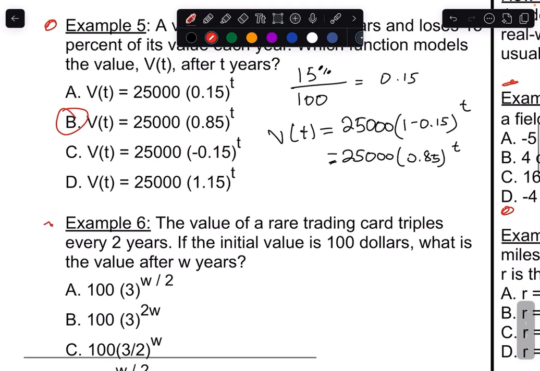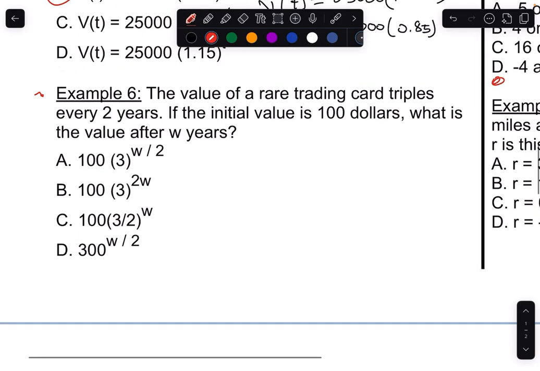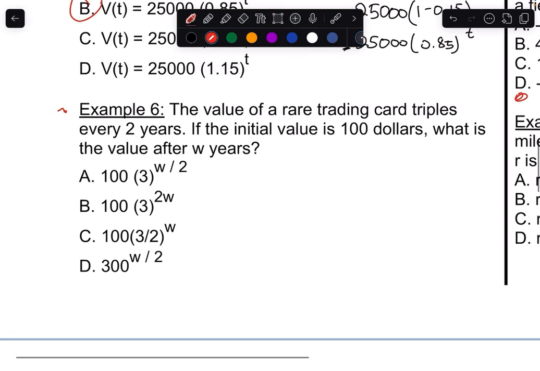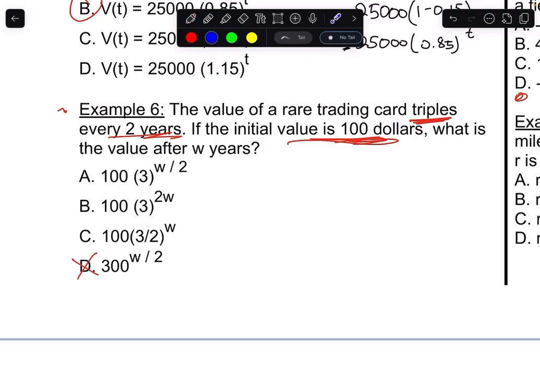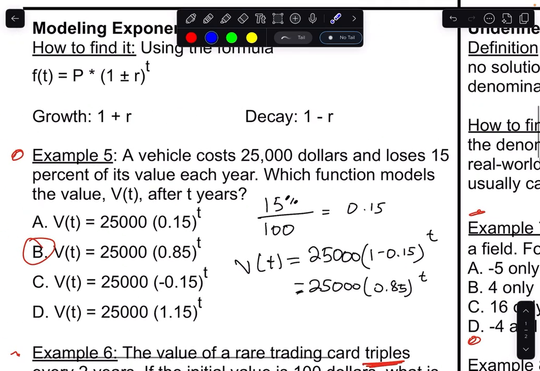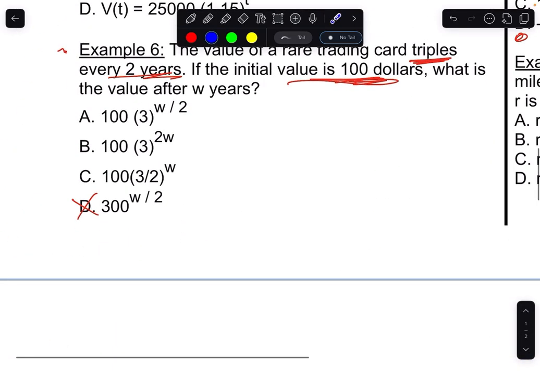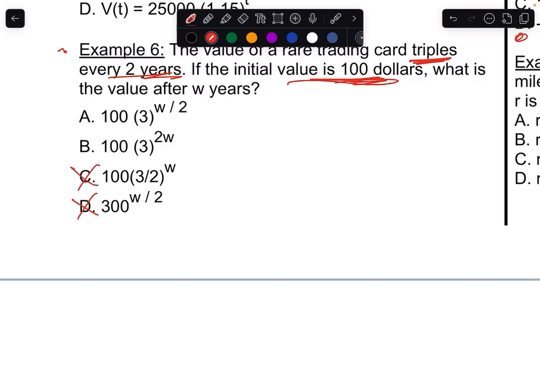Same idea on number 6. I will say the only weird part, I might as well go through it. Notice that off the bat, it says it's triples, and then you have your initial of 100, and then it says every 2 years. So your initial P is 100, so it can't be D. That word triples, that is your rate. That is what's happening on the inside right here. So off the bat, can't be C.